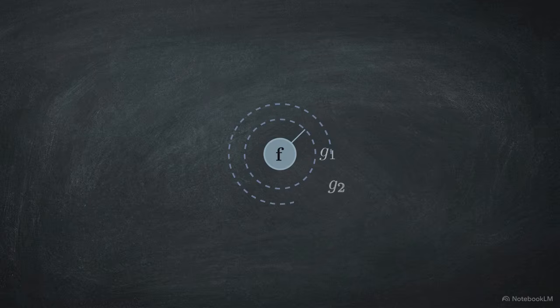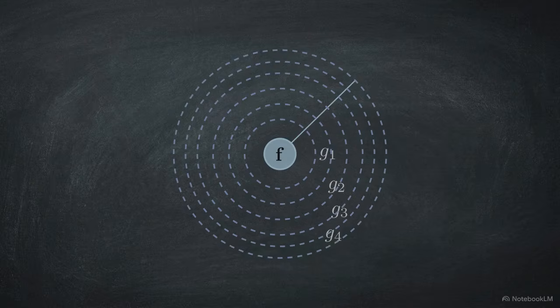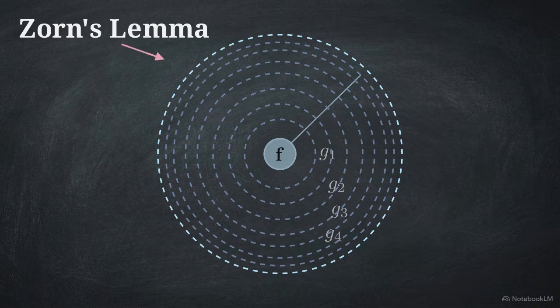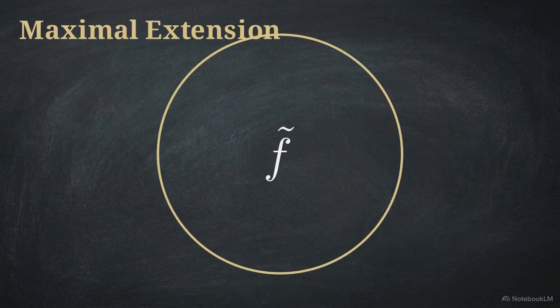To prove this, we start by collecting every single valid extension of our original functional into a set. We order this set by inclusion, creating a chain of expanding domains where each functional is an extension of the previous one, f contained in G1, contained in G2, and so on. Because every chain in this set has an upper bound, Zorn's lemma guarantees the set must contain a maximal element. We will call this the maximal extension, f tilde.